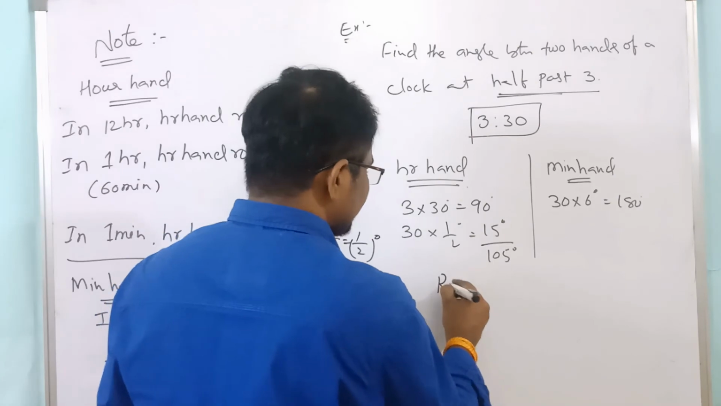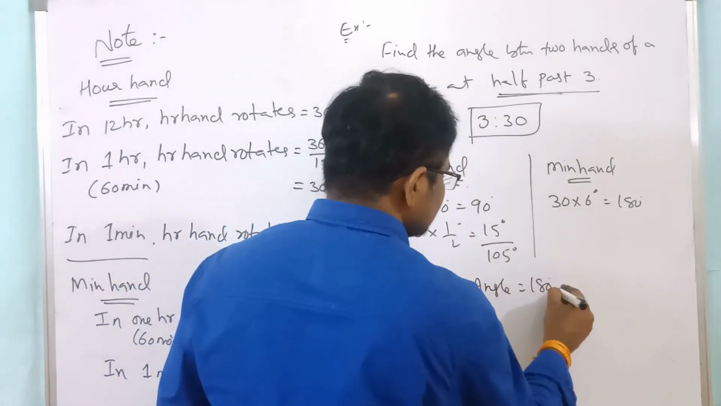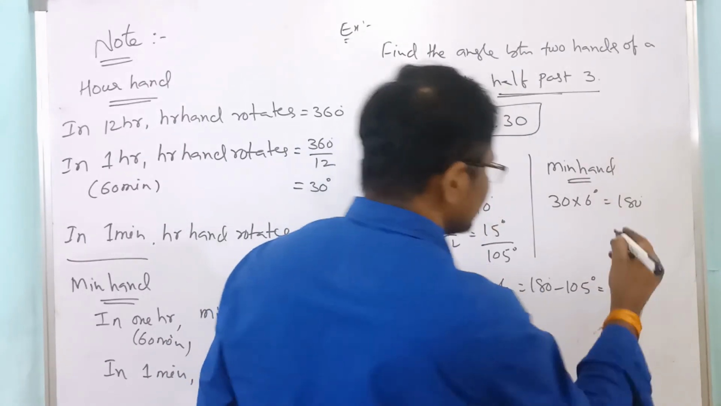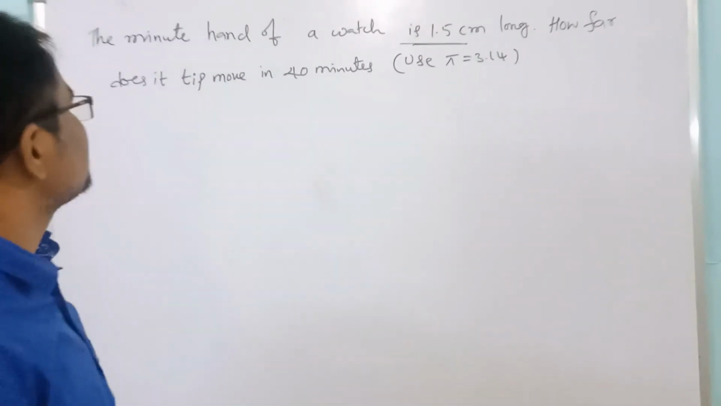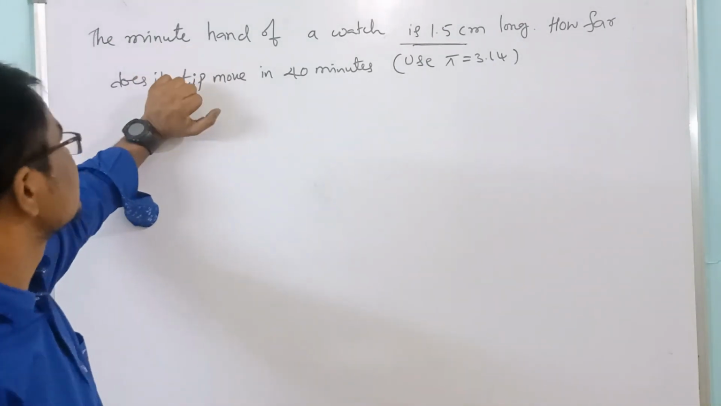Now what is the required angle? 180 degrees minus 105 degrees. That is equal to 75 degrees. See the next problem, and the last problem in this video. This is an important problem also.